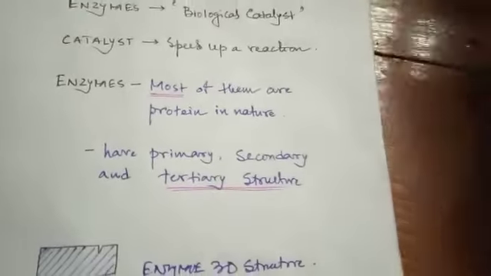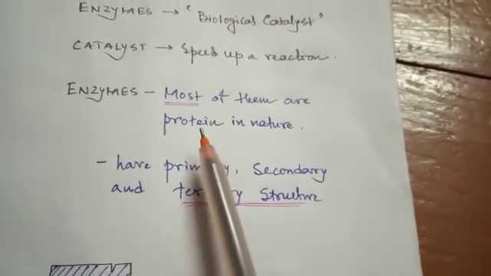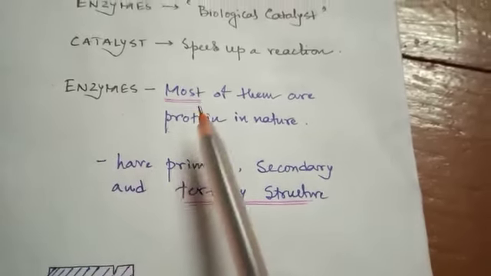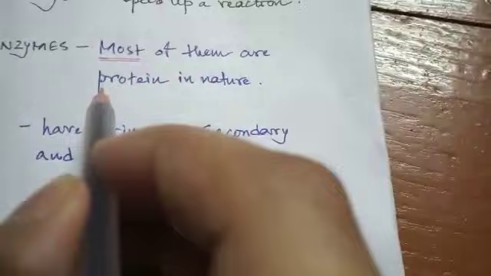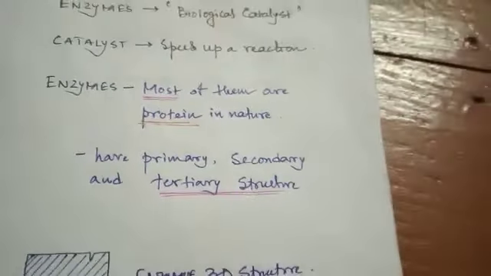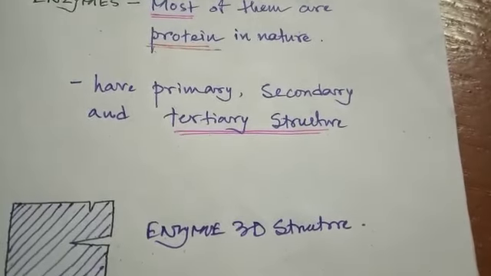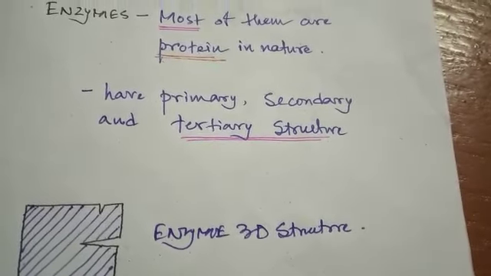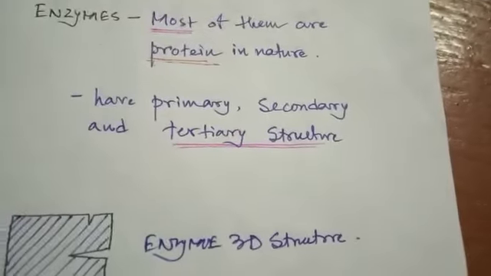Now, what is the chemical nature of the enzyme? The chemical nature of the enzyme is that they are actually protein in nature. They are a kind of protein, and as we know, every protein has its own primary, secondary and tertiary structure. So enzymes also will have their own primary, secondary as well as tertiary structure.